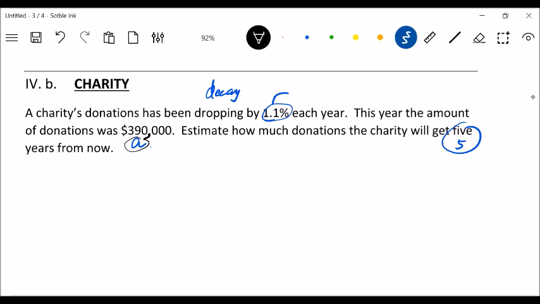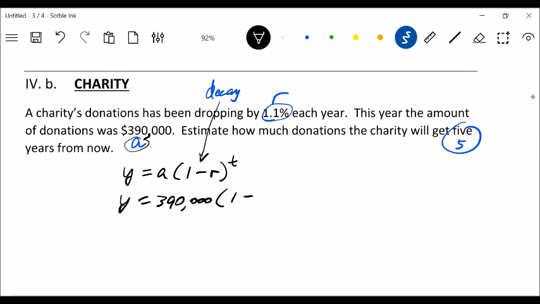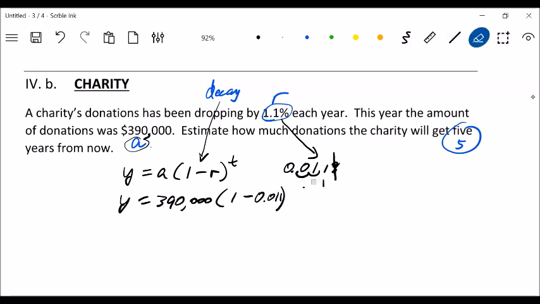Because it's a decay problem, we're going to use y is equal to a times 1 minus r to the t. Decay means minus. So let's enter what we already know. 1 minus the rate. We have to change the percent to a decimal. We take that away, but then we move the decimal 2 times, and we put a placeholder in front. So it's 0.011. So 1 minus 0.011 to the t. I'm going to erase that part so I can put the t here, and then I'm going to simplify that number.